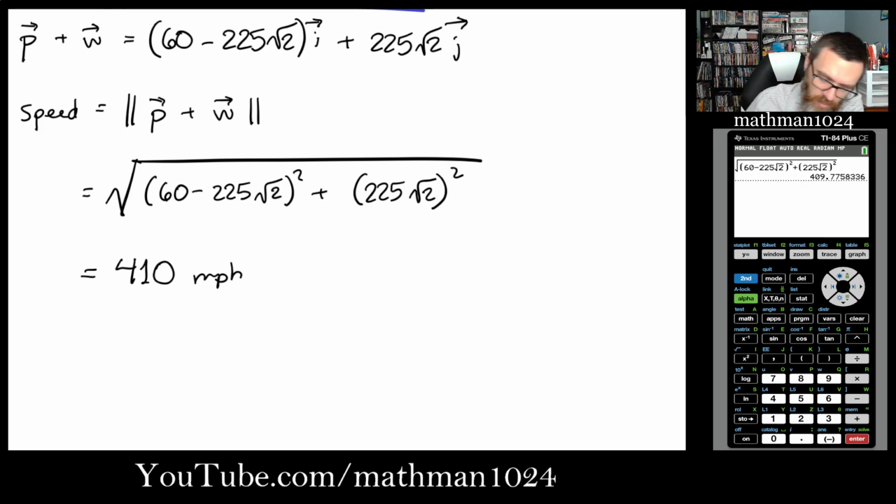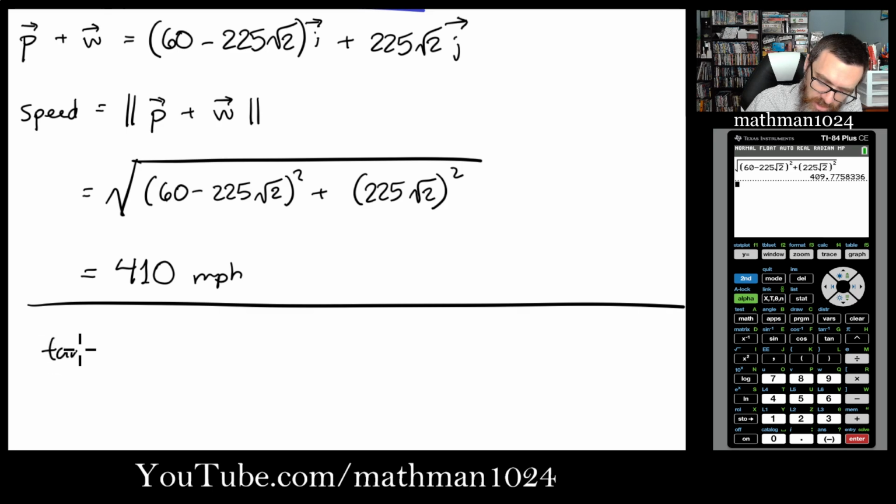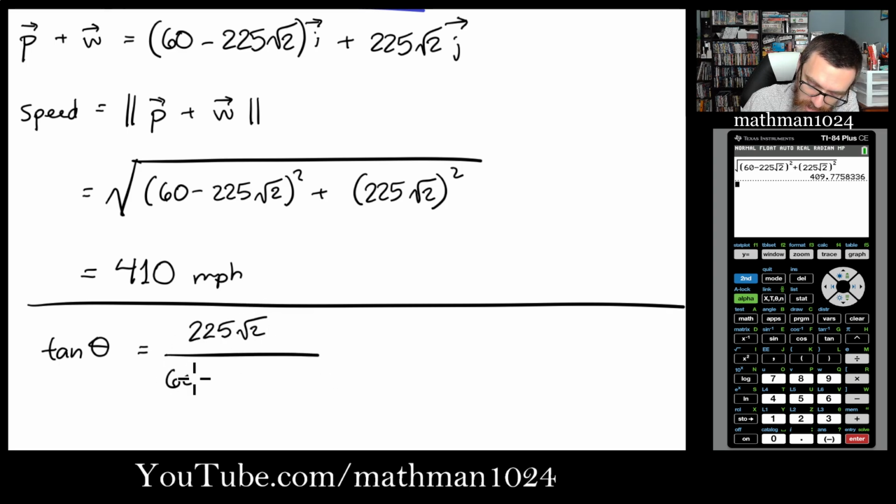All right, so the tangent of that angle is going to be y over x, or b over a, however you're looking at it. So 225 square roots of 2 over 60 minus 225 square roots of 2. Now, this is not something that we know, so we're going to have to end up doing the inverse tangent, but you've got to be careful about this.